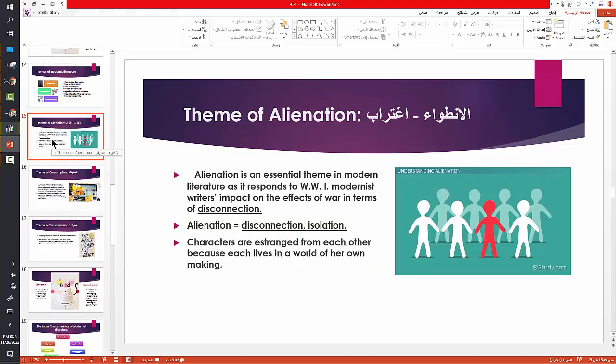Theme of alienation, which means isolation or estrangement. Alienation is an essential theme in modern literature as it responds to World War I. Modernist writers reflect the effects of war in terms of disconnection.